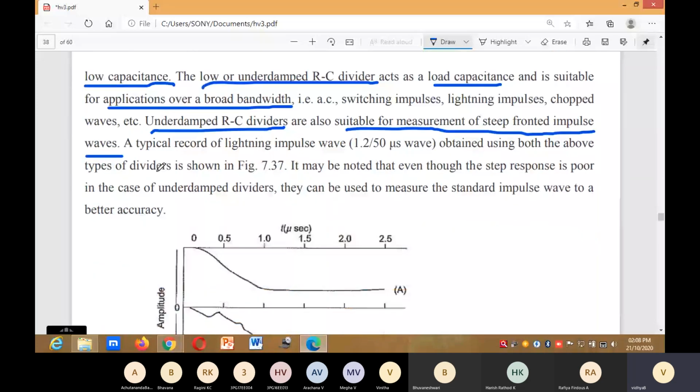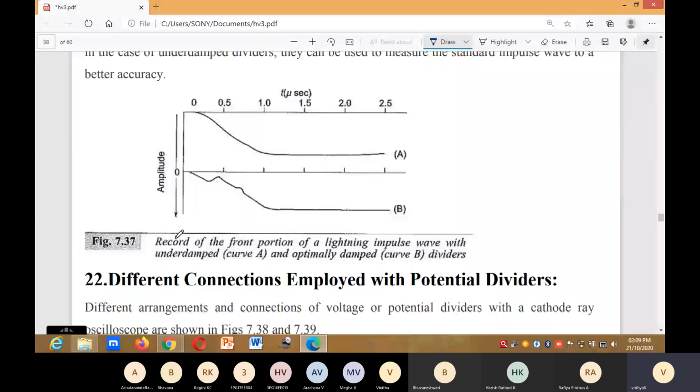A typical record of a lightning impulse wave, that is a 1.2/50 microsecond wave, obtained using both types of dividers. You can observe the record of the front portion of a lightning impulse wave with underdamped and optimally damped dividers. Curve A is underdamped and curve B is optimally damped.